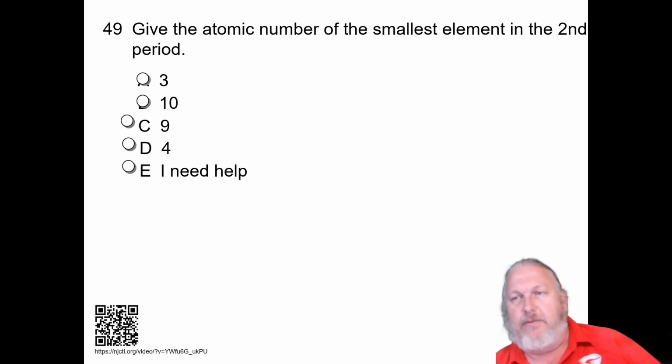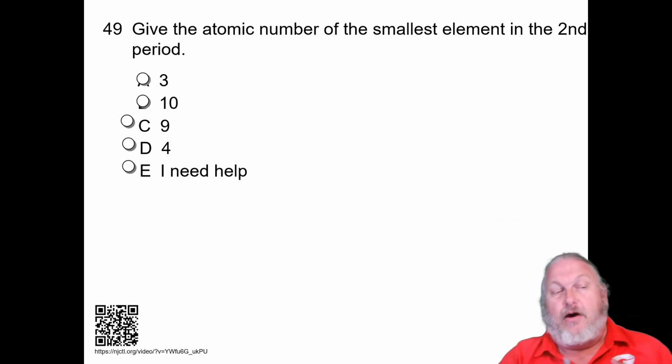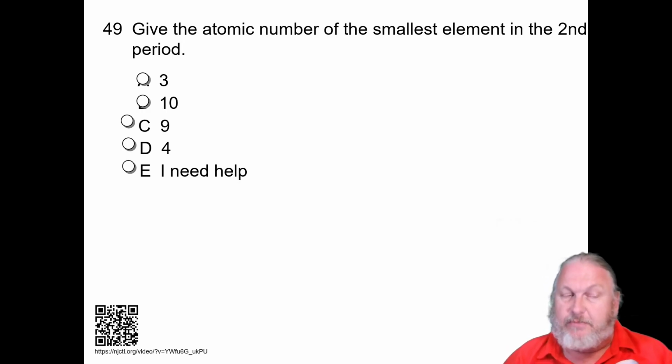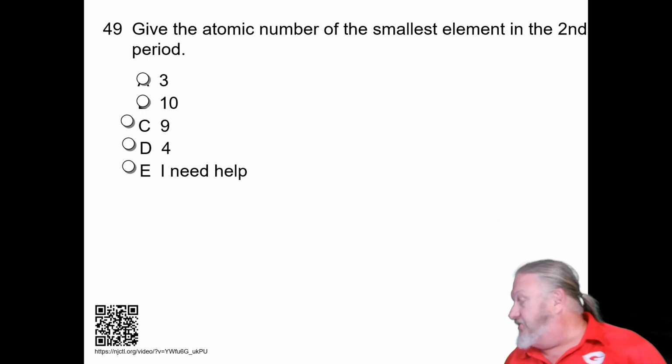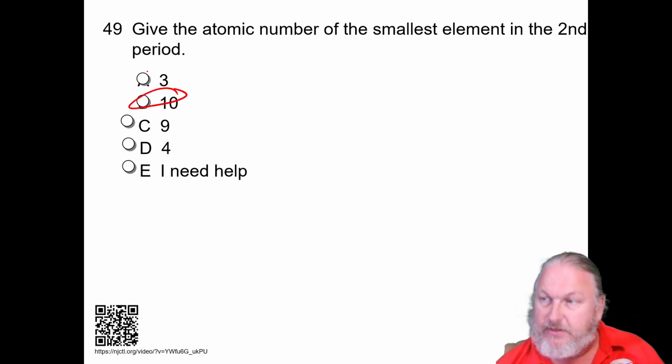Given the atomic number of the smallest element of the second period. Pretty much, in case you haven't figured it out, on the same period or the same row, it's going to be the noble gas, because it's going to have the largest Zeff. So that would be neon, which would be 10B.